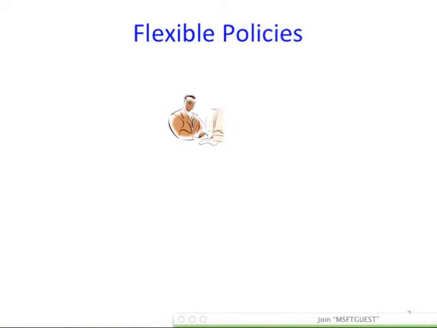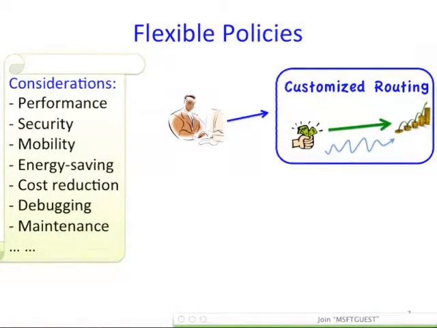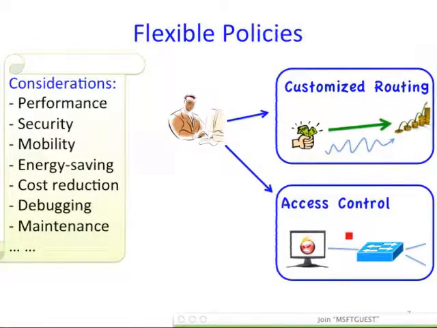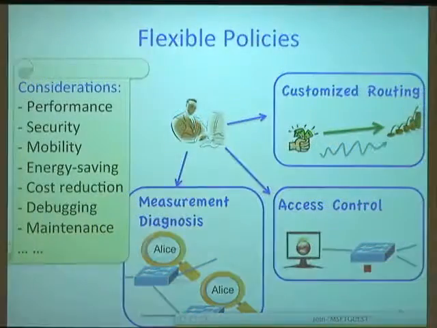much higher performance requirements. And in order to support these larger networks, operators today also want to enforce flexible policies. Today's network operators have so many considerations. They want to improve network performance, improve security, support host mobility, save energy, save cost, and make the network easier to debug and maintain. So in order to achieve all these management goals, operators usually have different kinds of policies. The first example of a policy is that operators may want to provide customized routing for different applications, for example, providing shorter latency paths for real-time applications. They may also want to enforce access control rules in the switches to block traffic from malicious users. Finally, for counting and measurement, they may want to measure the amount of traffic from different users and different applications.